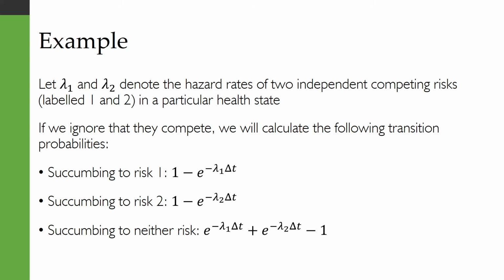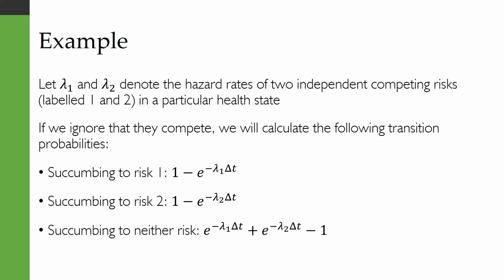Here I've got a bit of an example. It's got some maths in it, so don't worry if you skip over this bit or don't fully understand it. But we let lambda1 and lambda2 denote the hazard rates of 2 independent competing risks in a particular health state. So, for example, in our illness-death model, when you're in the healthy state, there are 2 competing risks that can take you out of that health state. One is that you transition to the diseased state, and the other is you transition to the dead state. These compete against each other because as soon as you've left the state, you're no longer at risk of leaving the state.